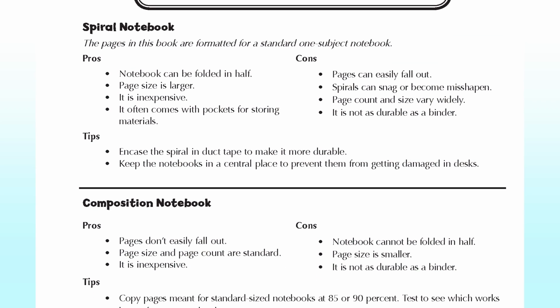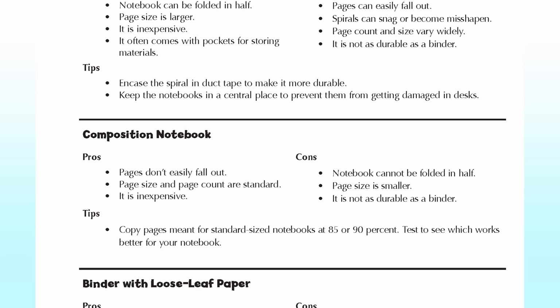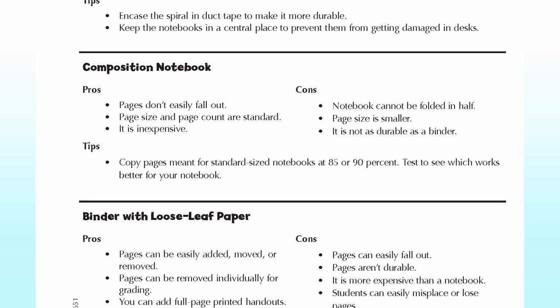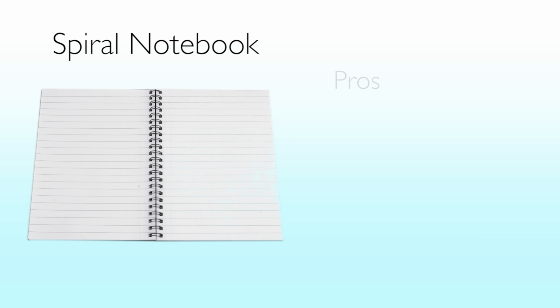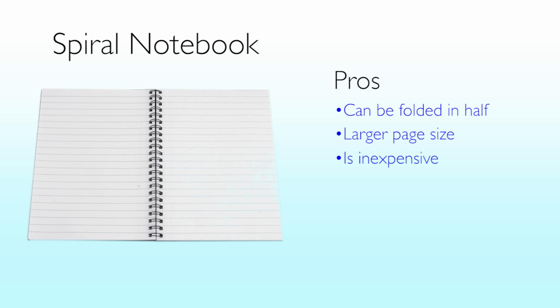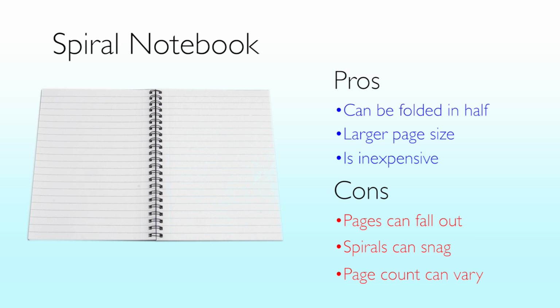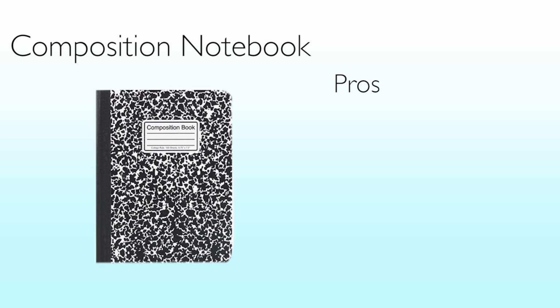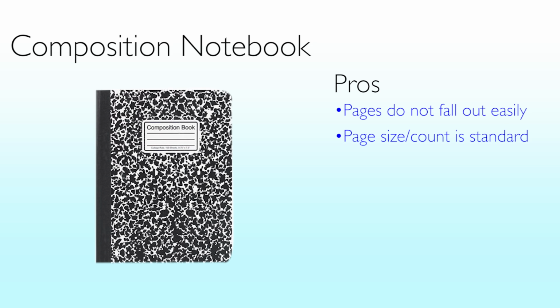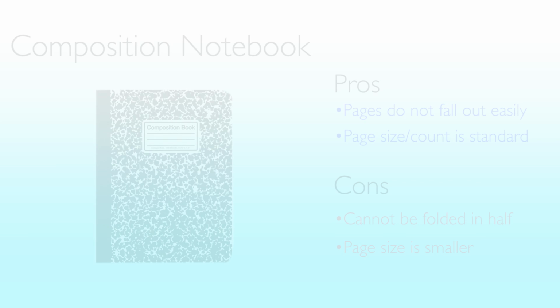The type of notebook you choose is based on your own personal preference, and each comes with its own pros and cons. For example, spiral notebooks can be folded in half, page size is larger, and they're inexpensive. However, pages can easily fall out, spirals can snag or become misshapen, and the page count and size vary widely. With composition notebooks, pages don't easily fall out, and the page size and page count are standard. However, notebooks cannot be folded in half and the page size is smaller.